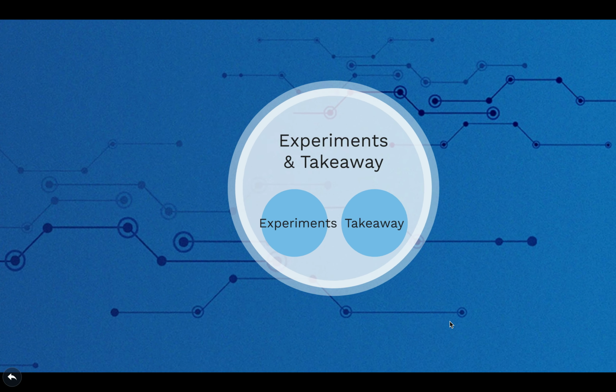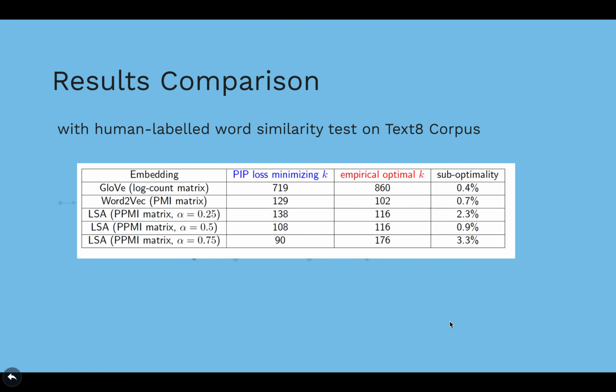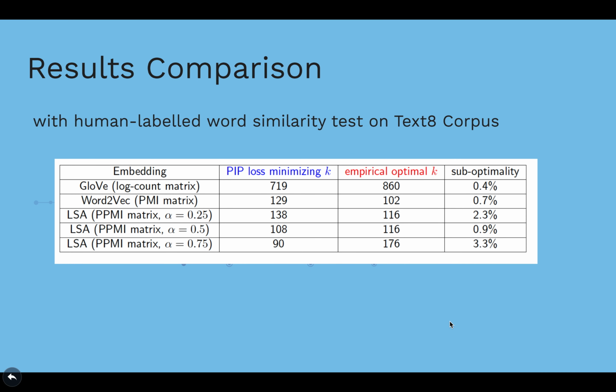Using this procedure, we calculate the optimal dimensionality for the text8 corpus and compare the PIP-optimal ones with the empirically optimal ones. As expected, their performances are very close.